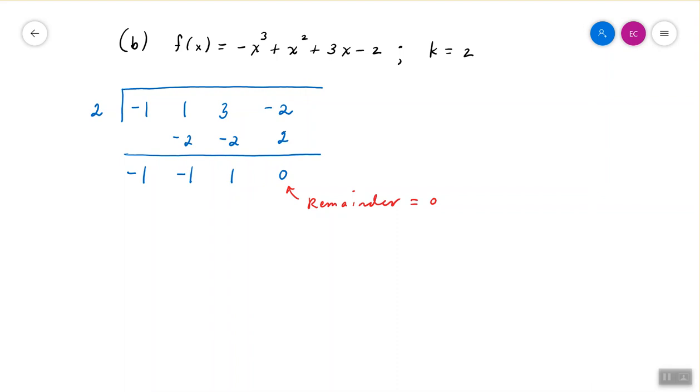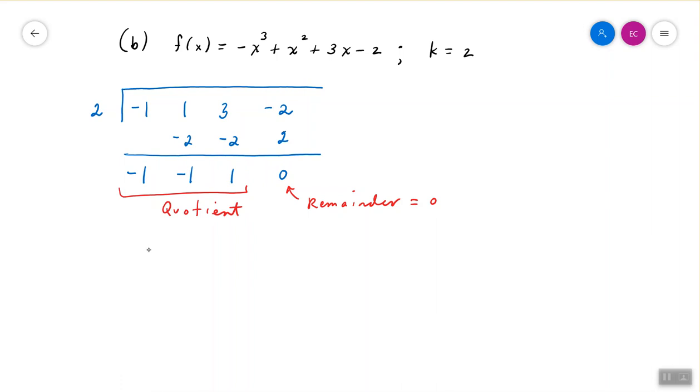We'll see the remainder equal to 0 more as we do more problems. This is an interesting observation in the problem. Okay, we've got a quotient here.